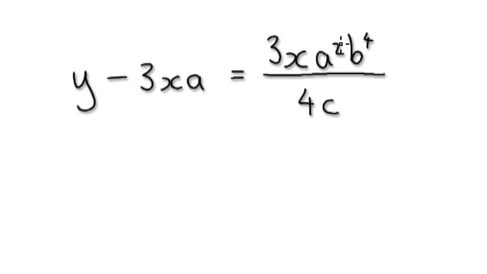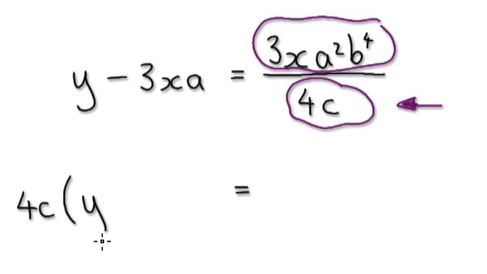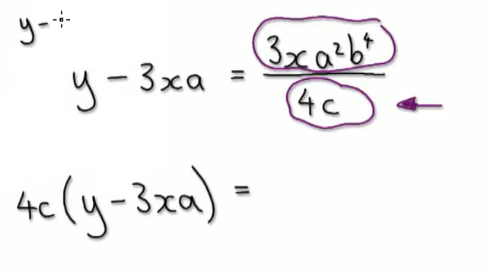Okay, so here you've visualized it as this. You've got one bubble here dividing another bubble here. Oh, by the way, there are several ways of doing this. This is just one way. Okay, let's times both sides by 4c. So you will have this here, 4c times this, y minus 3xa.